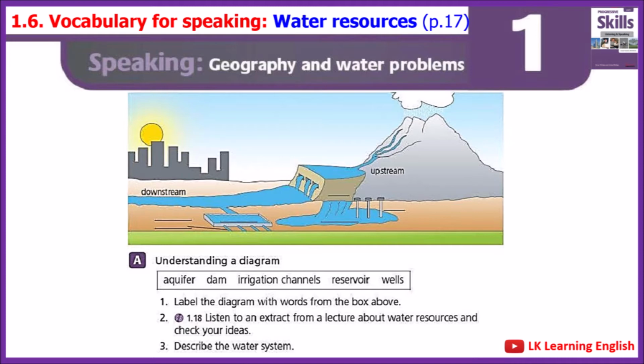So there you have the complete system, from rain falling in the mountains to stored water in the dam, aquifer and reservoir.